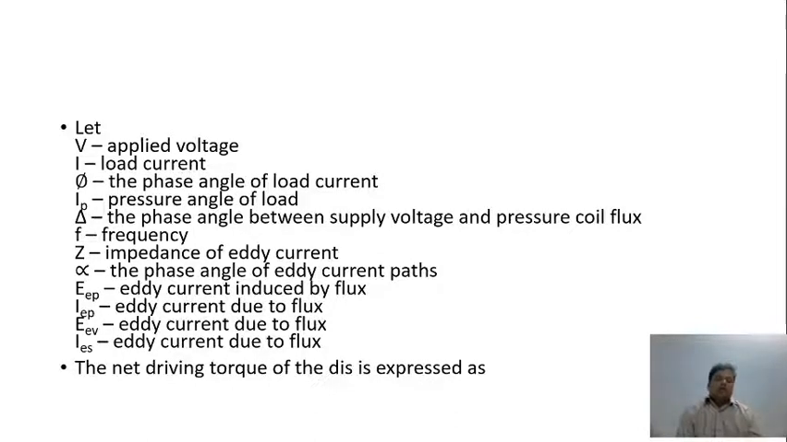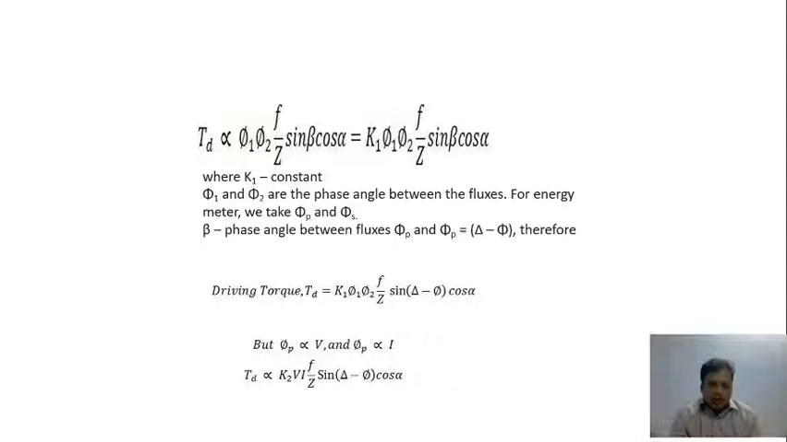The net driving torque of this is expressed as TD proportional to phi1 phi2 f by z into sin beta cos alpha, which is equal to k1 into phi1 phi2 f by z into sin beta cos alpha. By this expression, k1 is a constant and phi1 and phi2 are the fluxes. For the energy meter we take phi p and phi s, and beta is the phase angle between the fluxes phi p, and phi p is equal to delta minus phi. The driving torque TD is equal to K1 phi1 phi2 f by z into sin delta minus phi cos alpha.